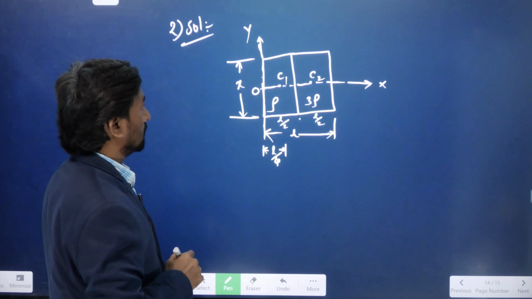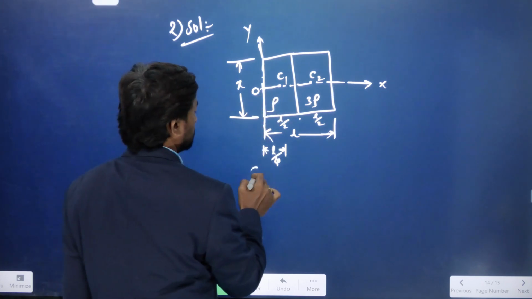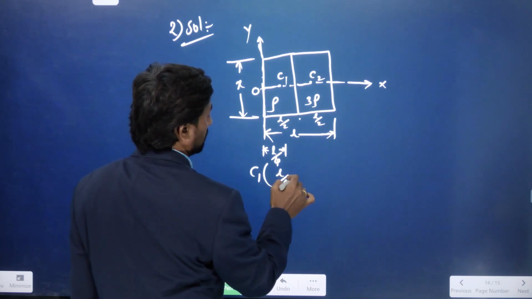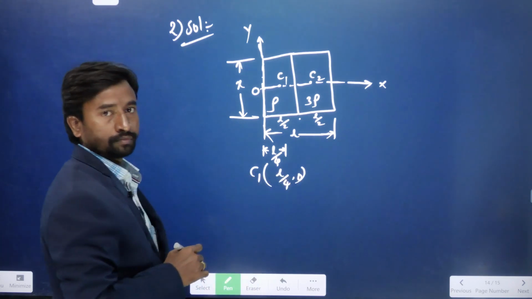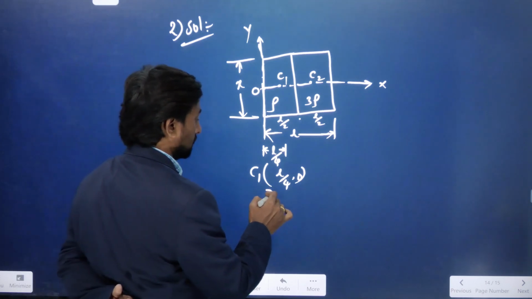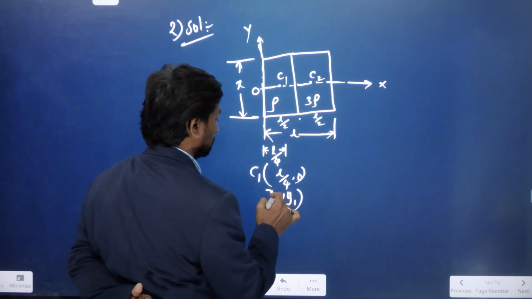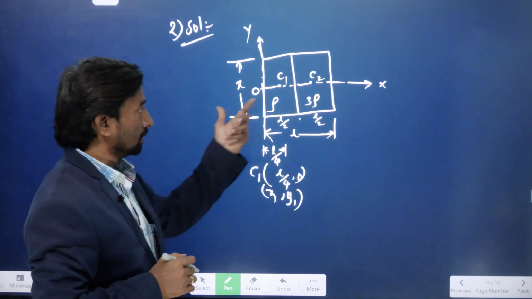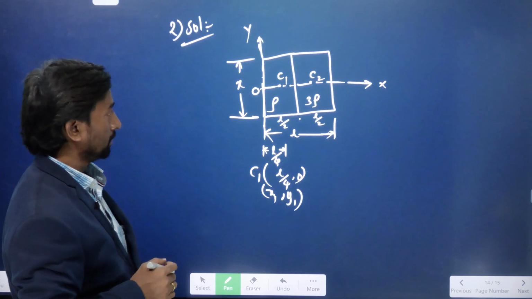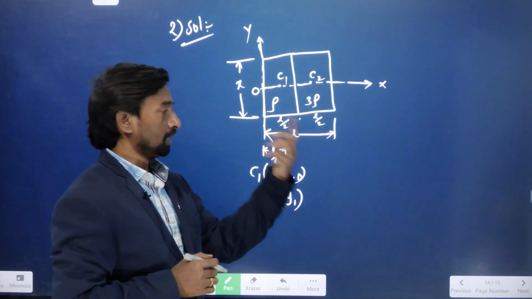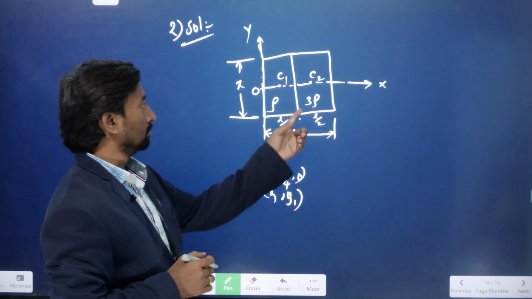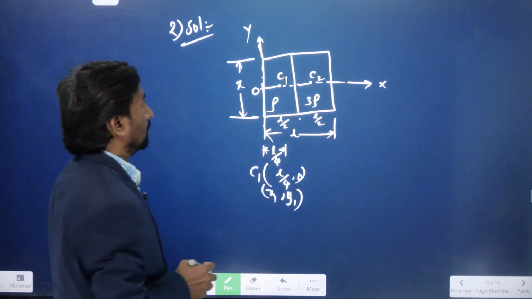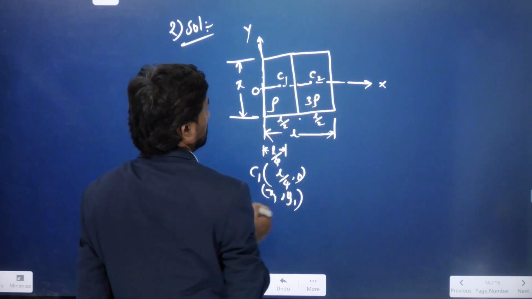Now on the x-axis, the coordinates of C1 we can write here as L by 4 comma 0, that is x1 comma y1. And now the second rectangular plate, the other half, is made of a material of 3 times the density of the first rectangular plate. Now we have to see at what distance this is.